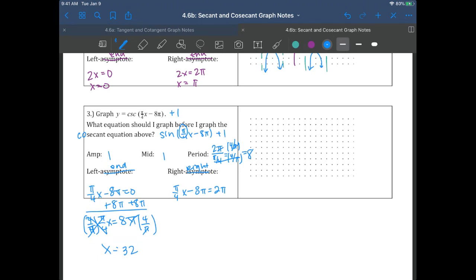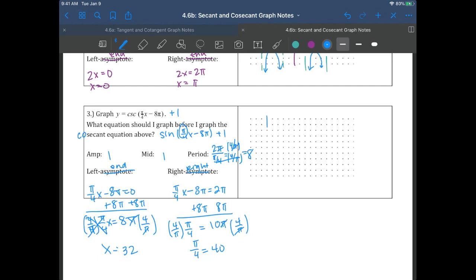So next we're going to add 8 pi. So pi fourths x equals 10 pi, multiply by 4 over pi. Cancel my pi's. So x is equal to 40. So we've been transformed way, way, way over to the right.